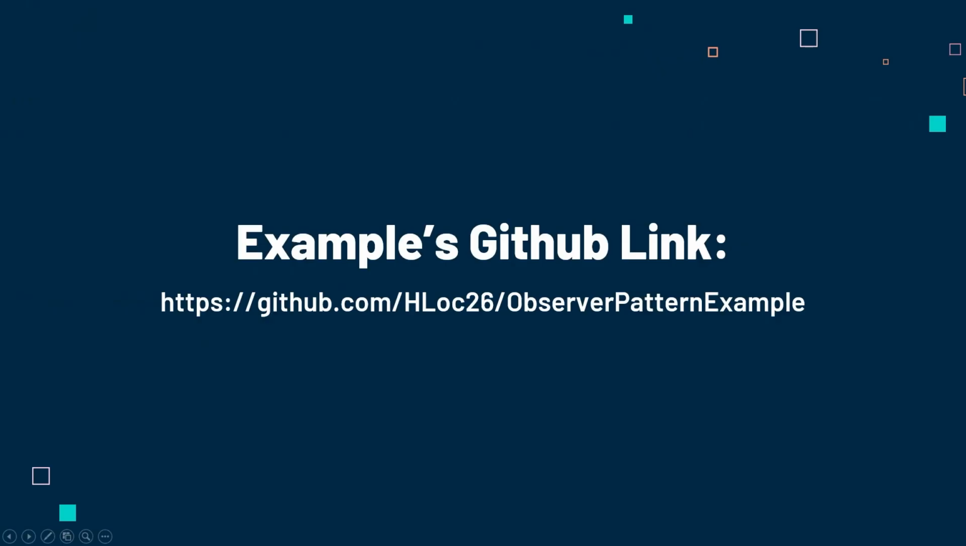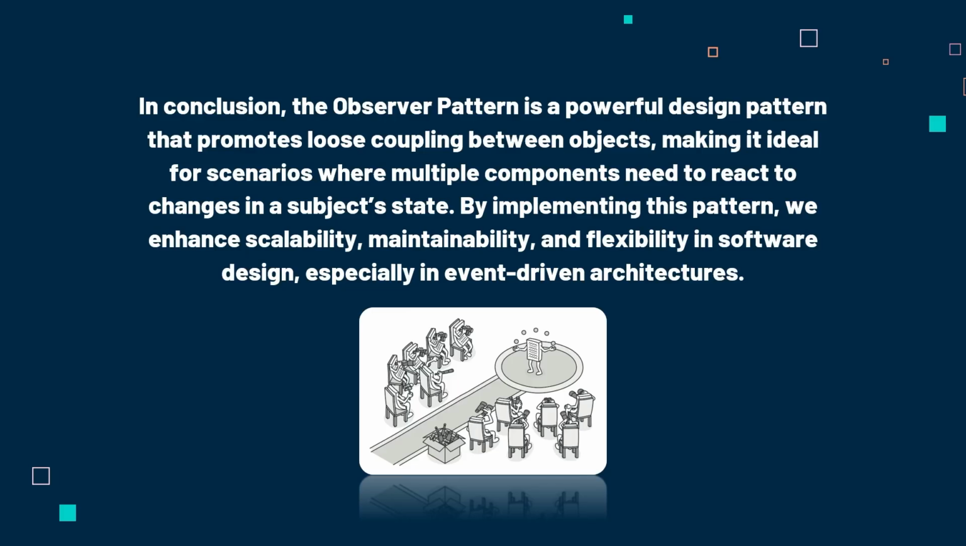You can find our demo at this GitHub link. In conclusion, the observer pattern is a powerful design pattern that promotes loose coupling between objects, making it ideal for scenarios where multiple components need to react to changes in a subject's state. By implementing this pattern, we enhance scalability, maintainability, and flexibility in software design, especially in event-driven architectures.